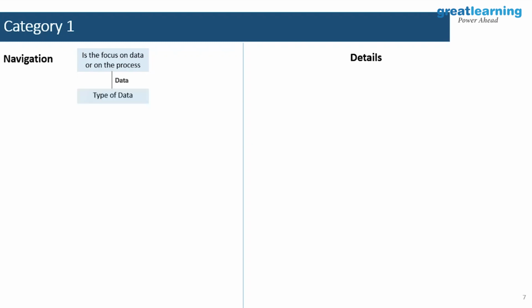But we will start with the focus on data, which is what the bulk of the slides will be. Again, there are a whole range of techniques there. Then the second question that you ask yourself is, what is the type of data?